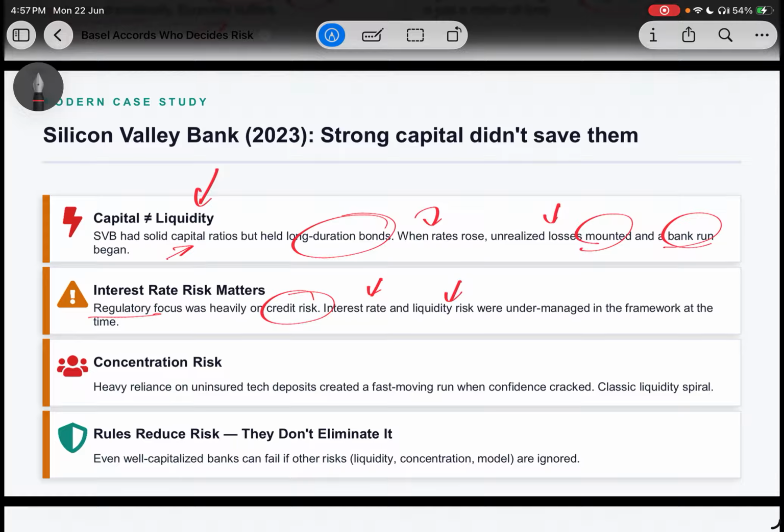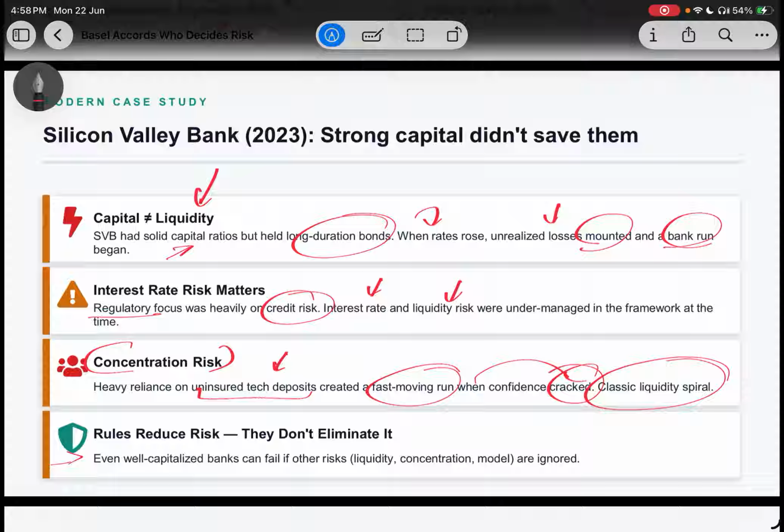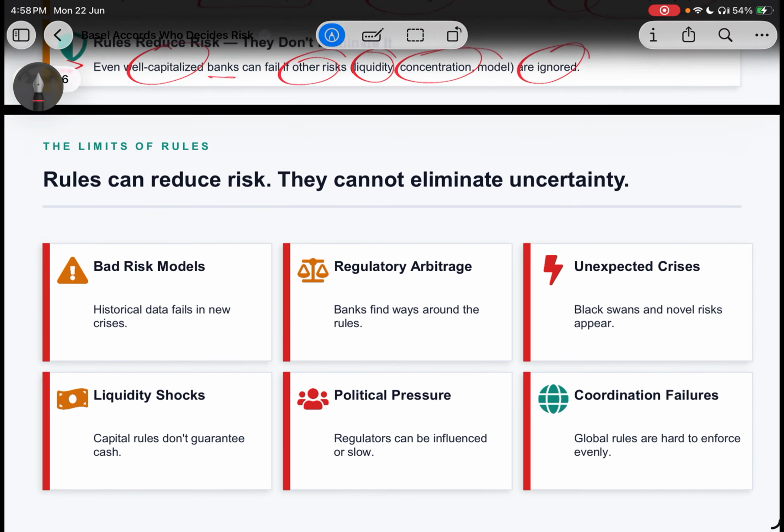Plus, the particular case with Silicon Valley Bank was the risk of concentration. They relied heavily on unsecured tech deposits, which created a fast-moving run when confidence cracked, and the liquidity spiral took hold. So the rules reduced the risk, but failed to eliminate it. And because of that, even the well capitalized bank failed, because there was liquidity risk and concentration risk that existed in the same environment, and they were ignored.